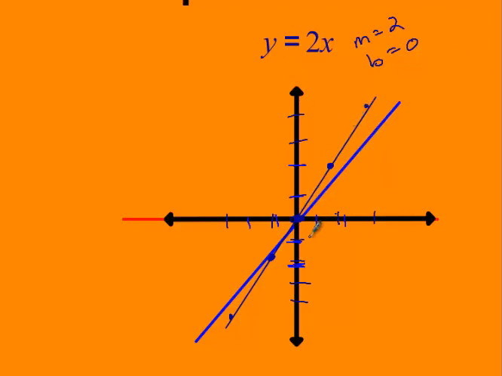Everybody okay with how slope kind of impacts, right? Okay. Exactly. Which one's going to be closer to 90, right? The closer to 90 you are, the bigger your slope is.